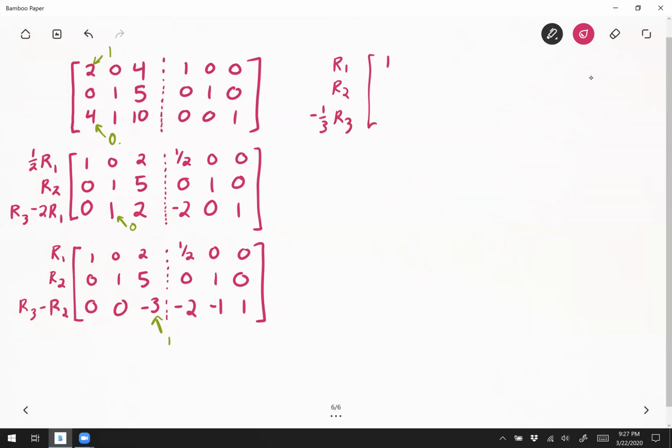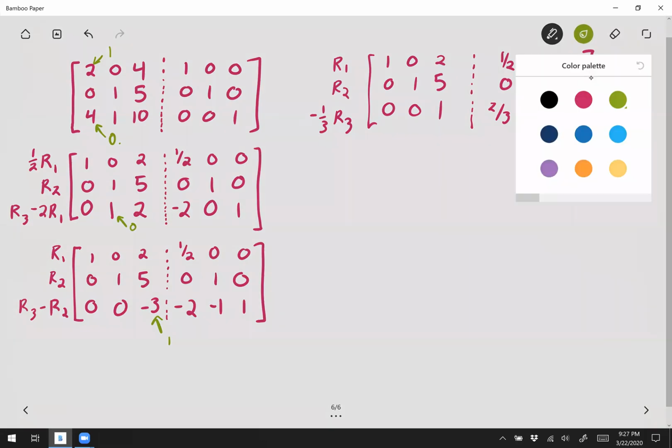All right, so 1, 0, 2, and 1/2, 0, 0, 0, 1, 5, 0, 1, 0, 0, 0, 1. Again, I'm multiplying everything by negative 1/3. So 2/3, 1/3, negative 1/3. All right, this last step, we're going to have to do a little bit of math with fractions, but they're not too bad.